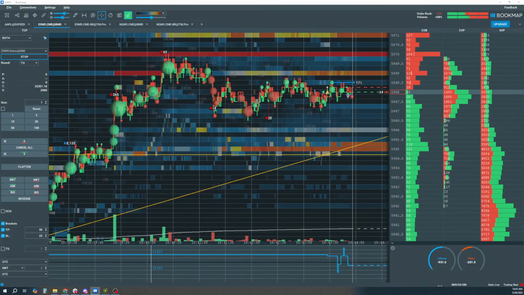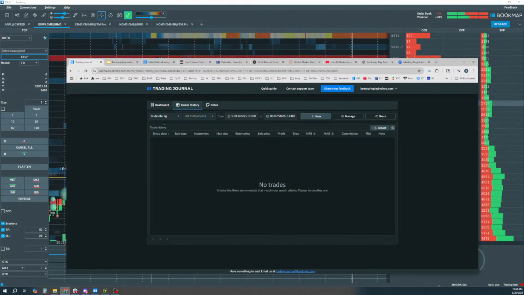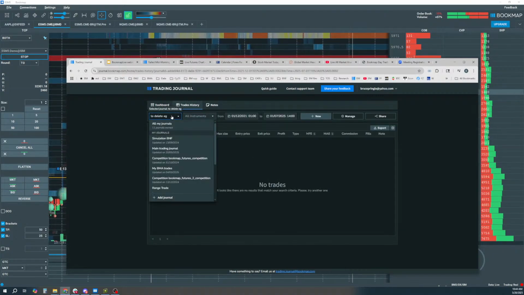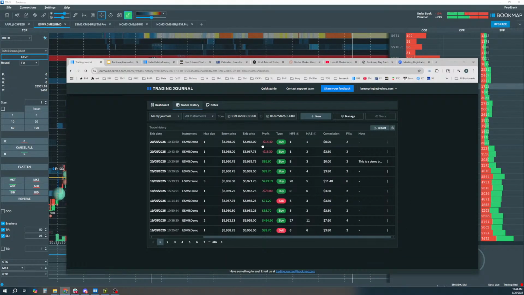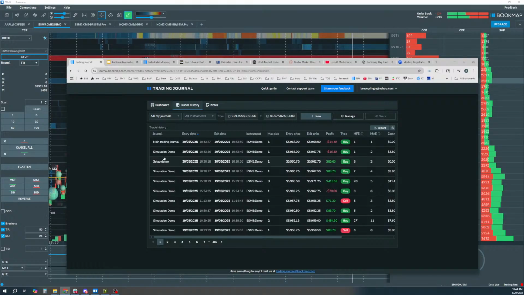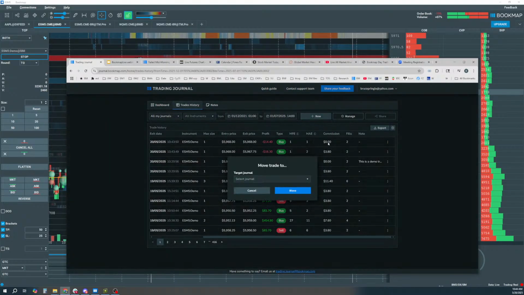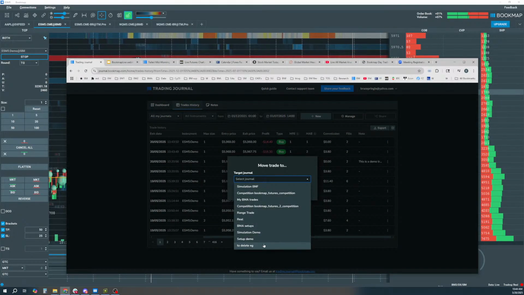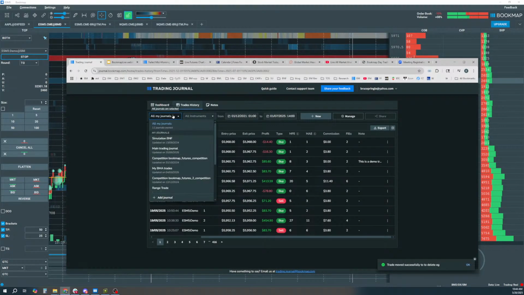Now let's go back into the trading journal. We need to go back to trade history, all, and then we'll move it over. Okay, here it is. All right, so that's how it works. So we'll move this over now to our delete example. All right, there we go. And then let's bring up that journal.